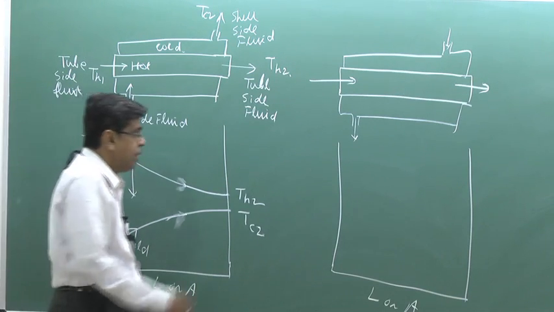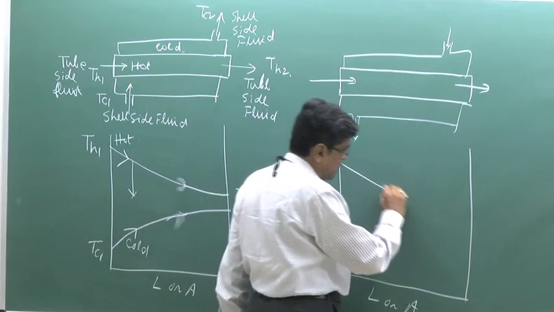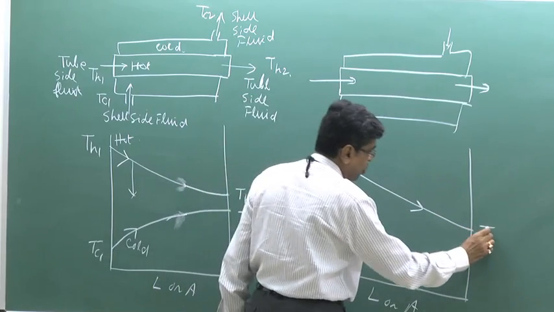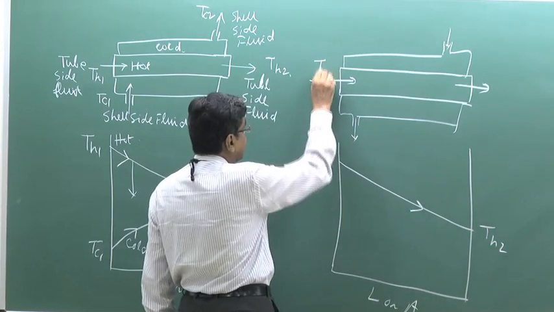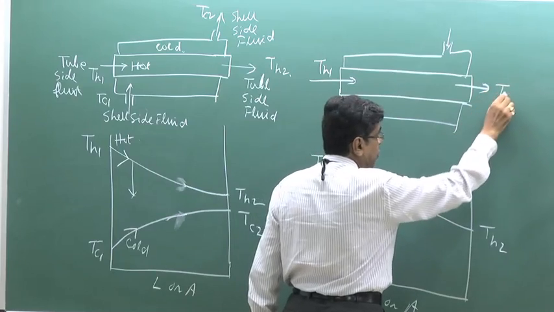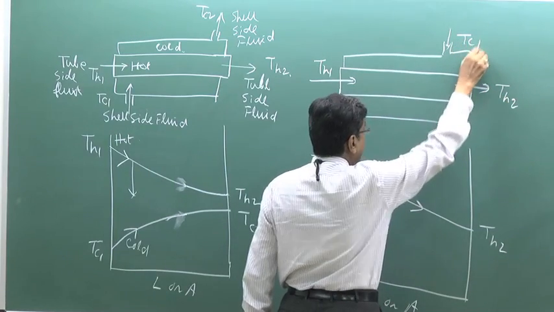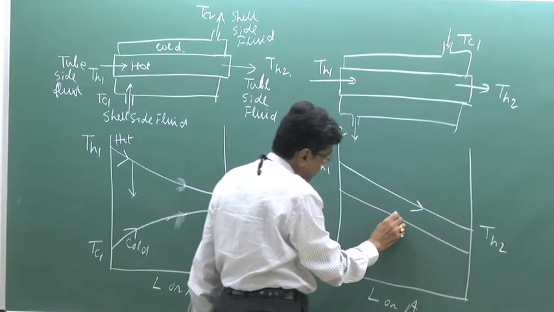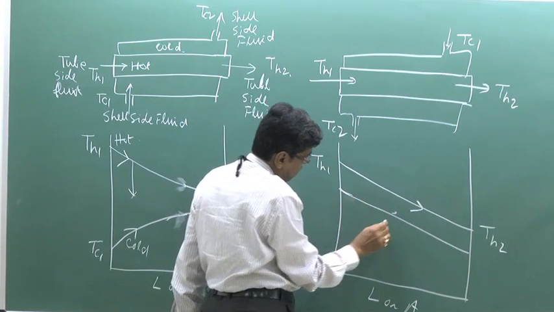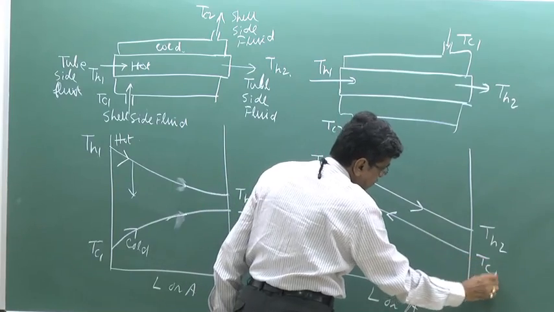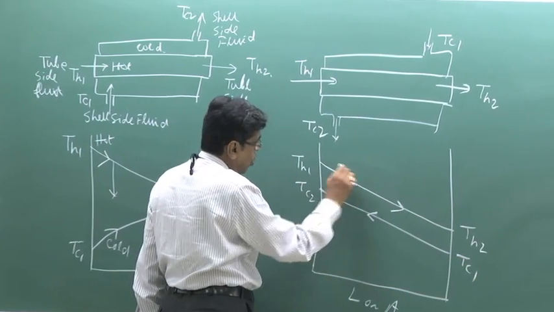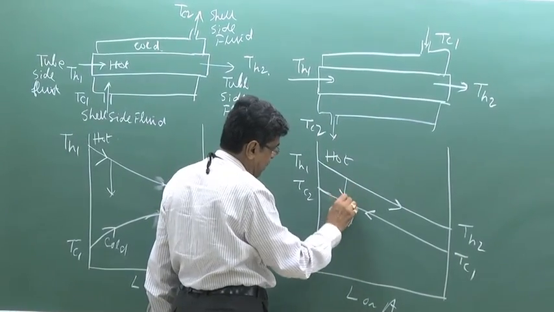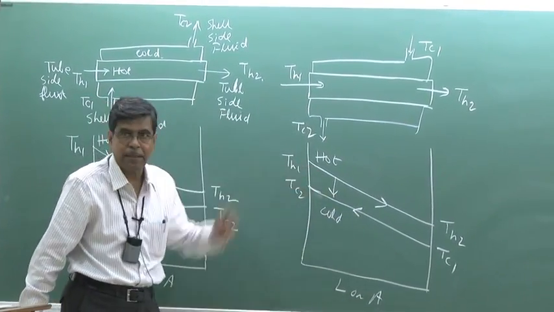This is the temperature. Here the hot fluid flows from TH1 to TH2 in one direction, similarly through the tube, and the cold fluid flows in the opposite direction, for which this is known as counterflow, hot and cold. Here also the heat transfer takes place from hot to cold because of this temperature difference.